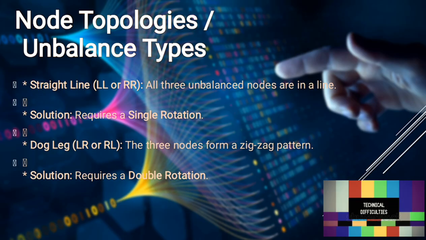Let's see what the node topology is. The rotation needed depends entirely on the topology of the three critical nodes: the pivot, its tallest child, and that child's tallest child. These are often categorized into three types. The first type is straight leg, nodes in a straight line. The second one is the dog leg, where the nodes form a zigzag. And the less common type is spider leg. Even though there are three types, we usually only focus on the first two.